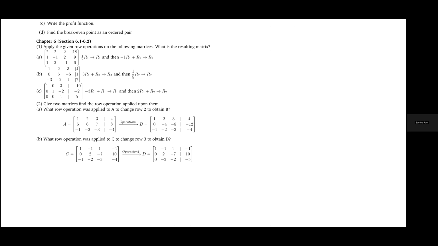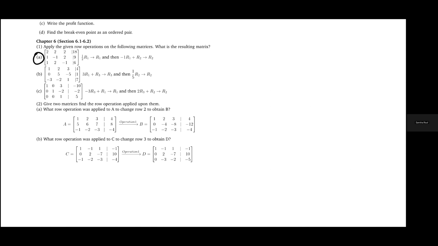All right. So for chapter 6, I'm just gonna do one problem from each section since there's quite a few. Matrices take a lot of time, but the idea is gonna be the same for all of them. All right, so let's look at problem 1A.